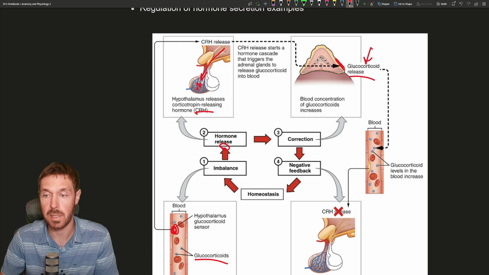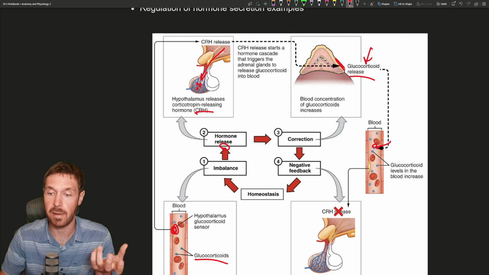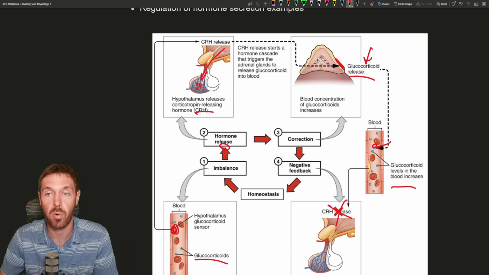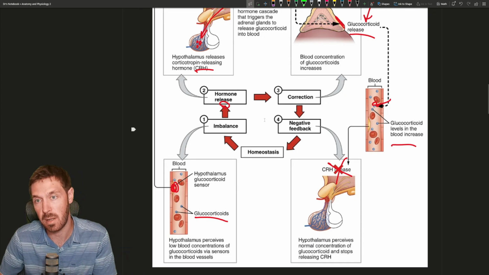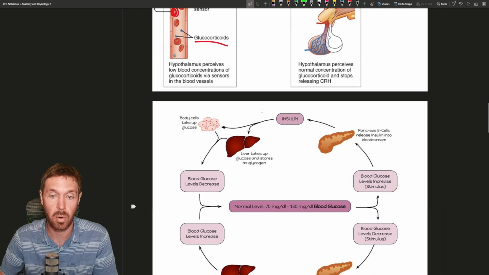So glucocorticoids then go back into the blood. The levels increase to where they should be. That's a negative feedback. Then that shuts off more CRH release and the glucocorticoids do their job. So it's all homeostasis. If there's an imbalance, you respond accordingly.